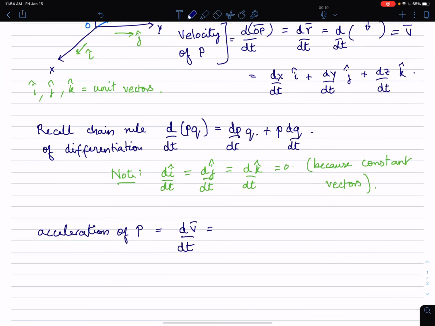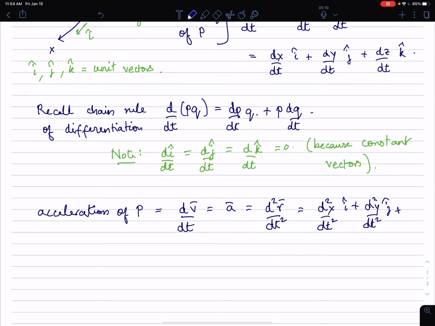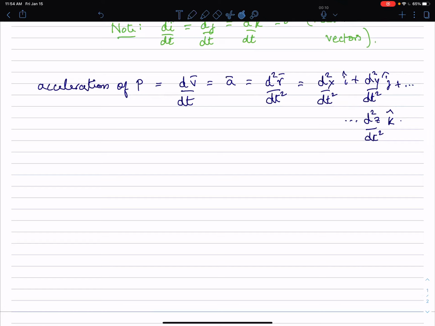Acceleration is dv by dt, which is A, the notation that we use. And of course, that's also equal to d square R by dt square, the second derivative of the position vector. And it's of course going to be equal to d square x by dt square i plus d square y by dt square j plus d square z by dt square k. Okay, so that's going to be acceleration.